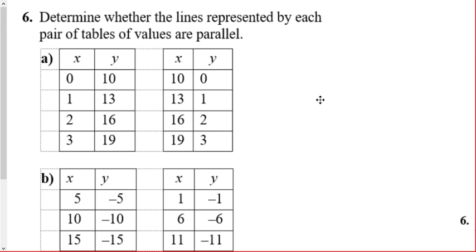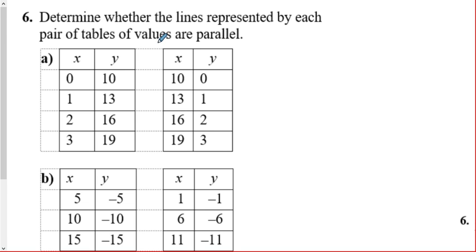Okay, here's one that says determine whether the lines represented by each pair of tables of values are parallel. Well, this is a tough one. Parallel lines, remember, mean lines that never touch each other. So they go like this, and they go on to infinity and never touch each other. Those would be parallel lines.